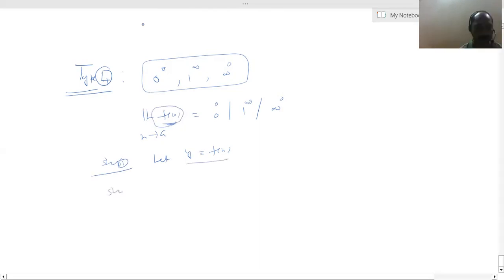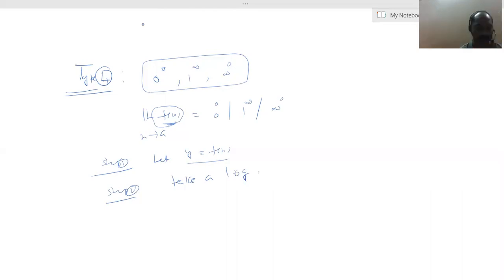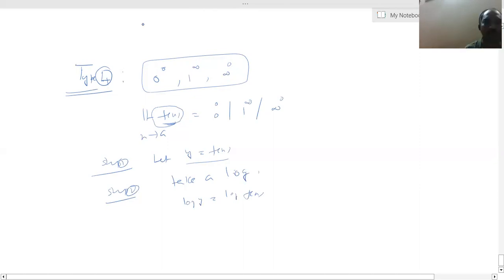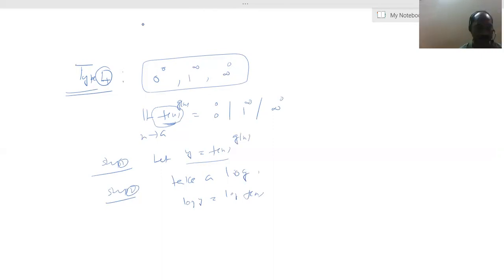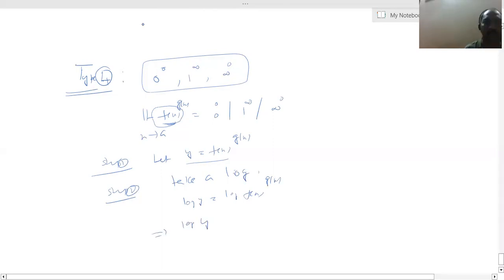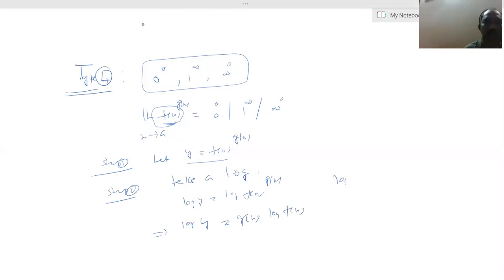Then apply step 2. Take a log. That means log y equal to log f of x. Usually here it is f of x power g of x, so that we get the exponent forms 0 power 0, 1 power infinity, infinity power 0. That means let y equal to f of x power g of x. Take a log on both sides. It becomes g of x, which implies log y equal to g of x into log of f of x. Log a power b equals b times log a.